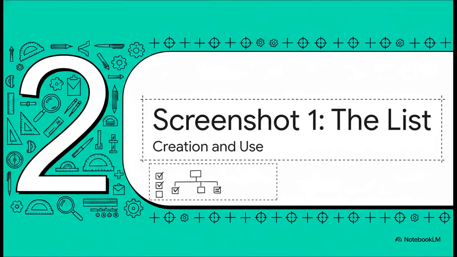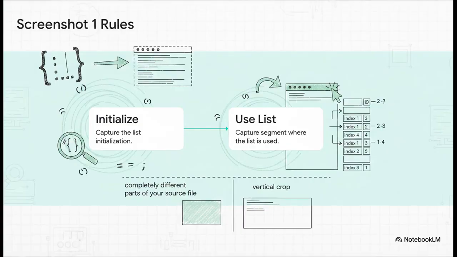Moving right along to Section 2, Screenshot 1, the list. Now, what's really interesting here is how precise the College Board is. They specify the required content of each screenshot with absolute precision. And honestly, a ton of students lose points simply by capturing slightly the wrong region of code. So for Screenshot 1, you've got to include two specific things regarding a list or another collection type.